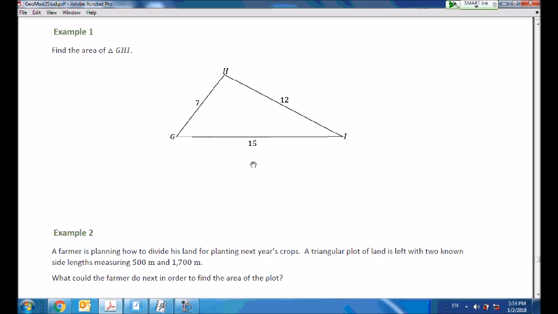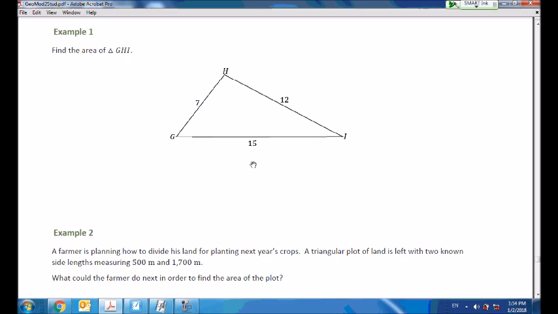Now I'm going to use the image right here in example 1 to explain and derive the formula to find the area of a triangle using any 2 lengths and the angle in between them. Okay. Now, the truth be told, I only need 2 of these lengths. I don't need all 3.